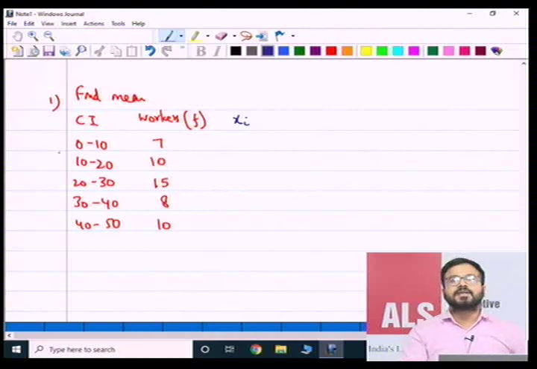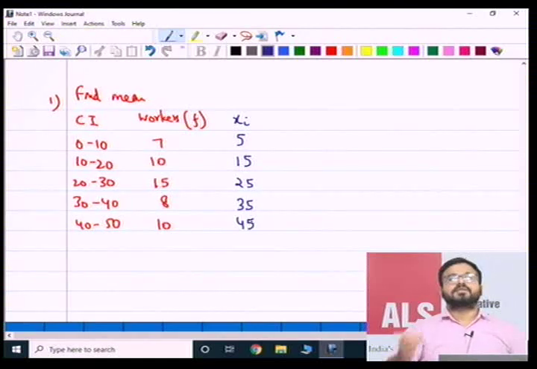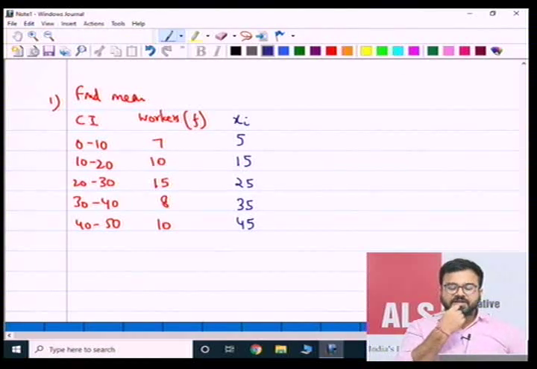So 0 plus 10 divided by 2, the average, is 5. Then 10 plus 20, which is 30, divided by 2, is 15. Similarly, it will be 25, 35 and 45. So this is the new thing which we have introduced over here. The rest of the work is the same. So we can simply calculate the mean. Now you can see the values are a little bit large, like 8 into 35, 50 into 25.